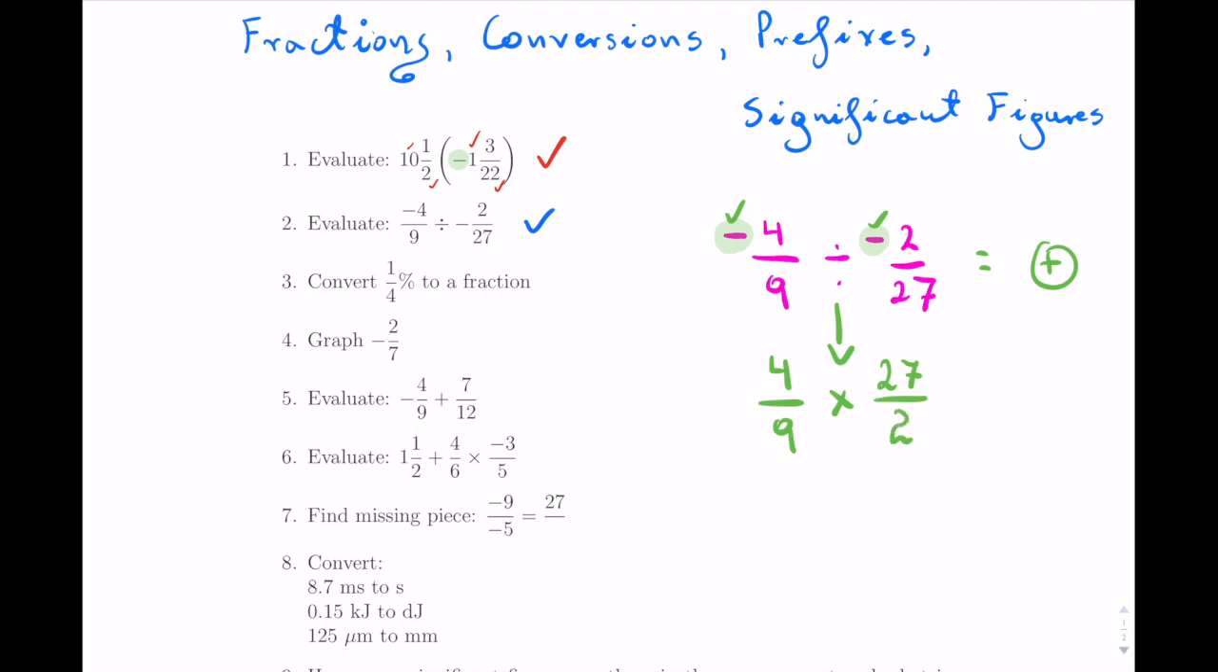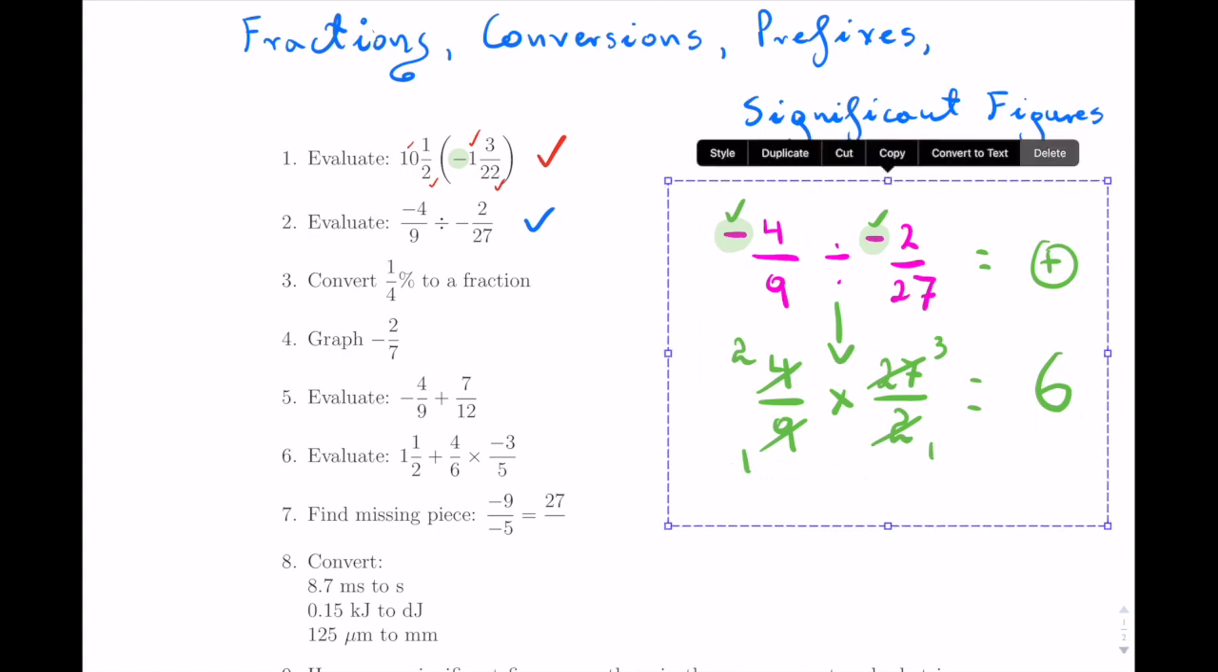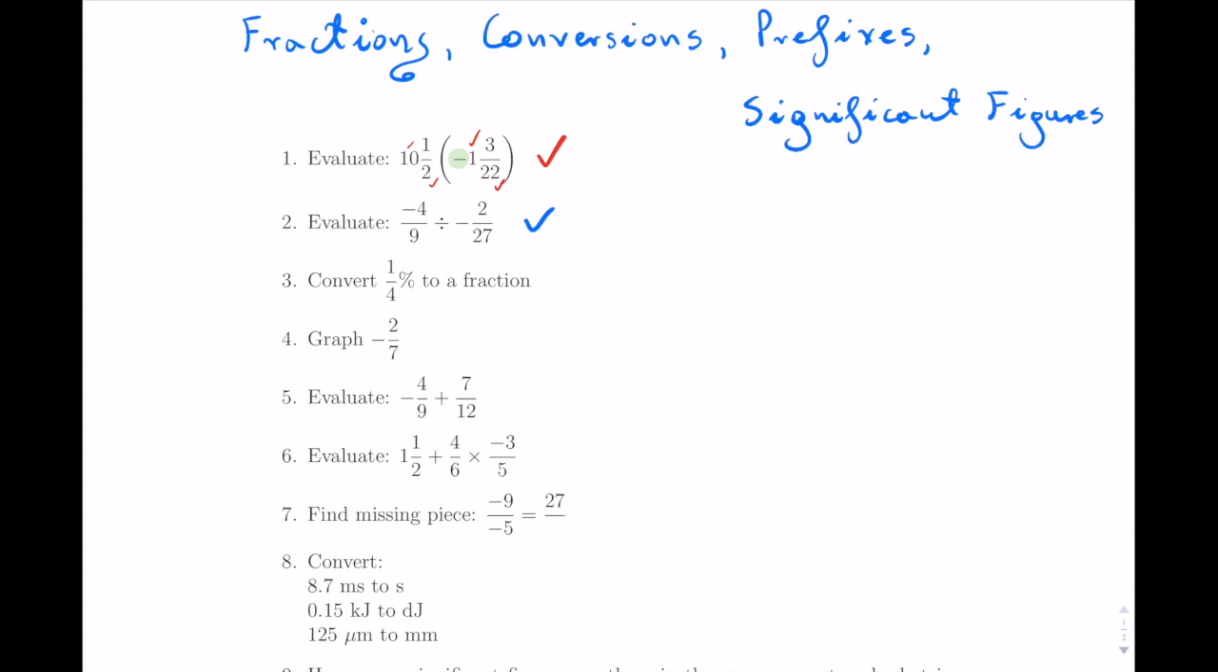Reciprocal is the swapping of the numerator and denominator. Okay, and now let's take a look. I can actually reduce this quite a lot. 9 goes into 27, so 9 into 9 goes once, and into 27 it goes 3 times. And then I have 2, which goes into 4 2 times, and 2 into 2 once. So this actually is 6, and it's positive. Okay, so that is the second question. All right, let's take a look at the third question.